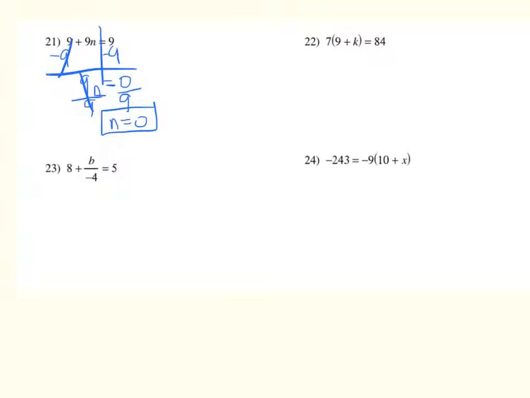Here, I can either do my distribution or my division first. I'm going to do my division first. I'm going to divide this side by 7, divide this side by 7. 9 plus k equals 12. I'm going to subtract 9. K equals 3.